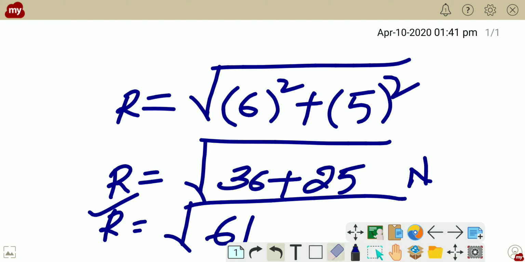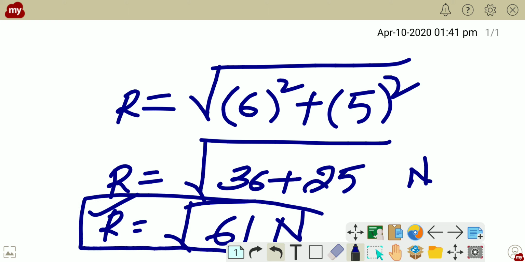Let us erase this all. We can calculate root 61 in our calculators, right? And it is nothing but root over 61 newtons. It is the final force with which the body moves when both the forces act on the body at the same time. This is nothing but the resultant. Hope you understand the video. Thank you so much.